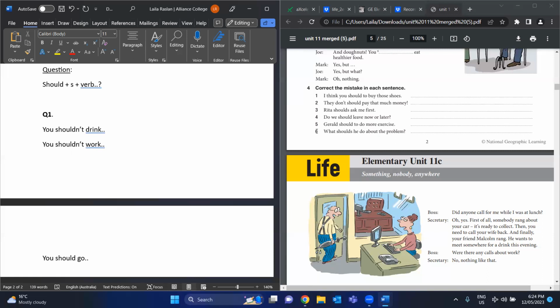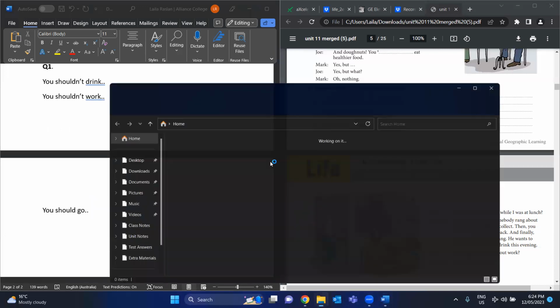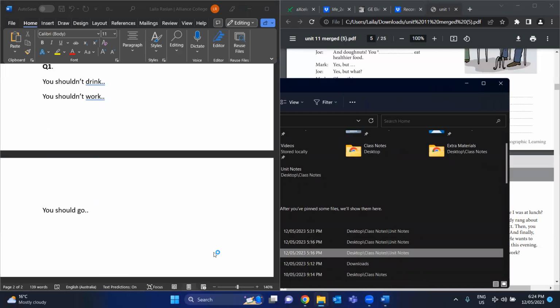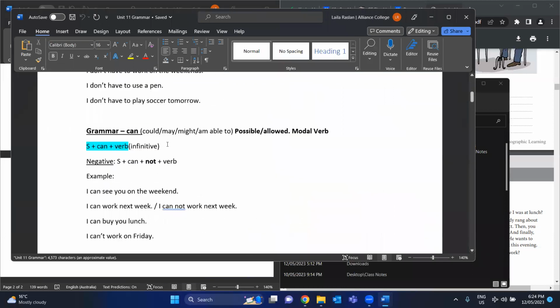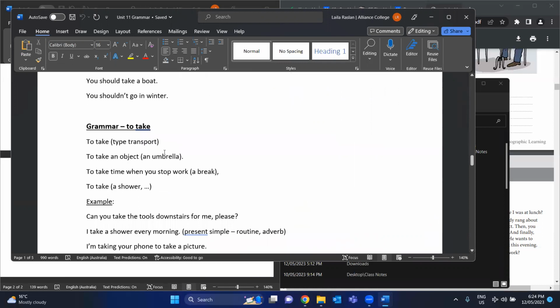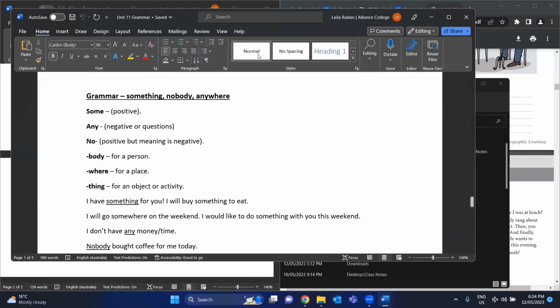Okay, next page. Something, nobody, anywhere. Yes, let's practice that before we go back to have to and all that. So let's remember the rules we had for that, because I know it got a little bit confusing. I think we learnt that somewhere here.